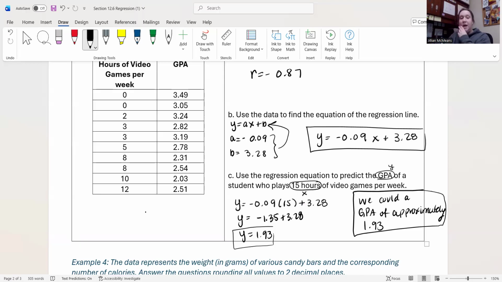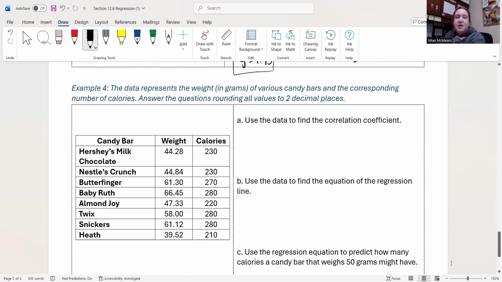Okay, let's look at example 4, and then we're done with everything for the whole course, which is kind of happy and kind of sad. Maybe for you all happier than sad. For me, either way. All right, so example 4, it says the data in the table represents the weight in grams of various candy bars and the corresponding number of calories. So does the weight have anything to do with the calories?